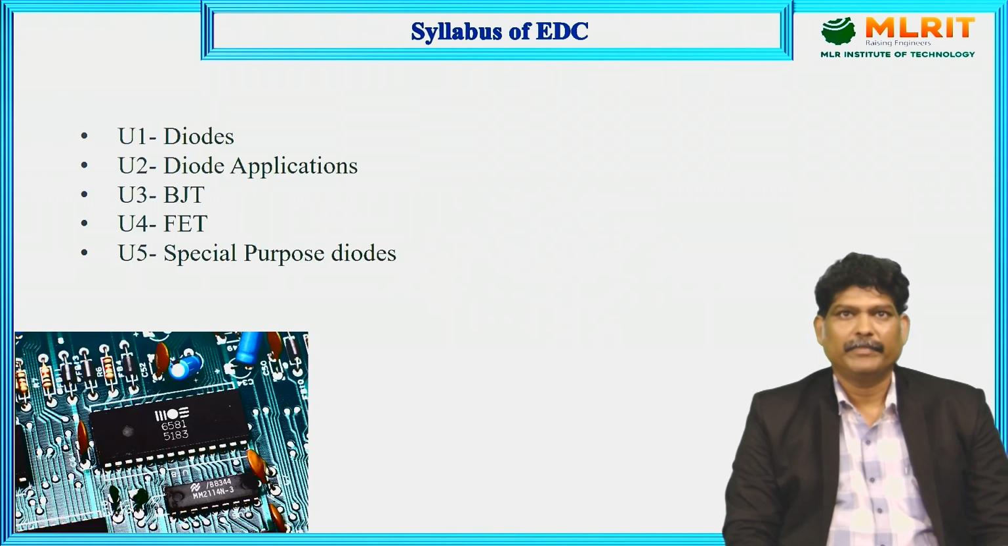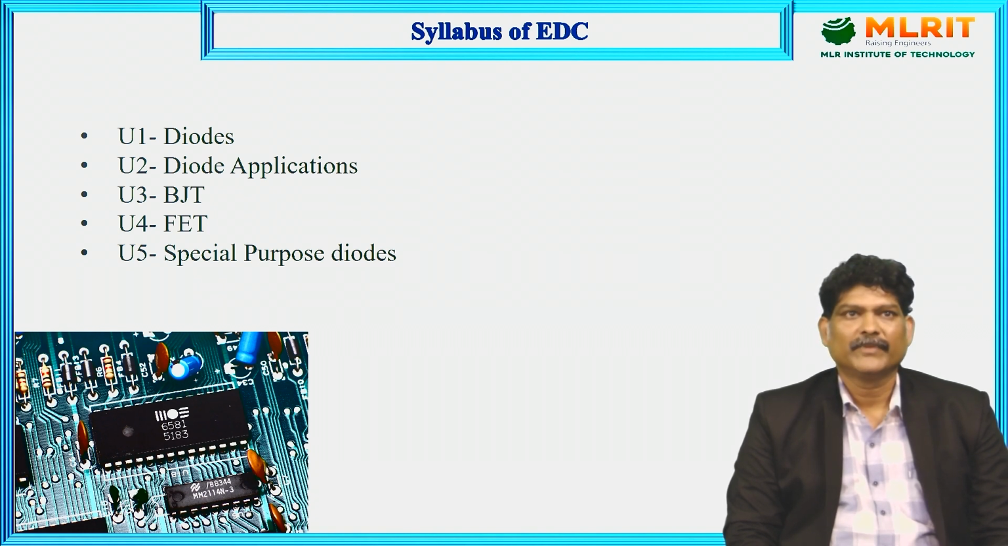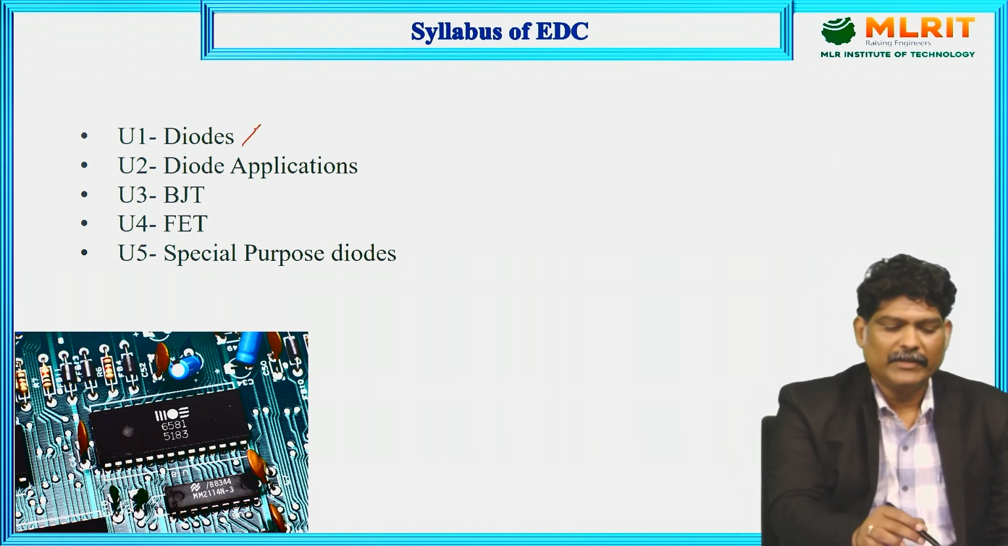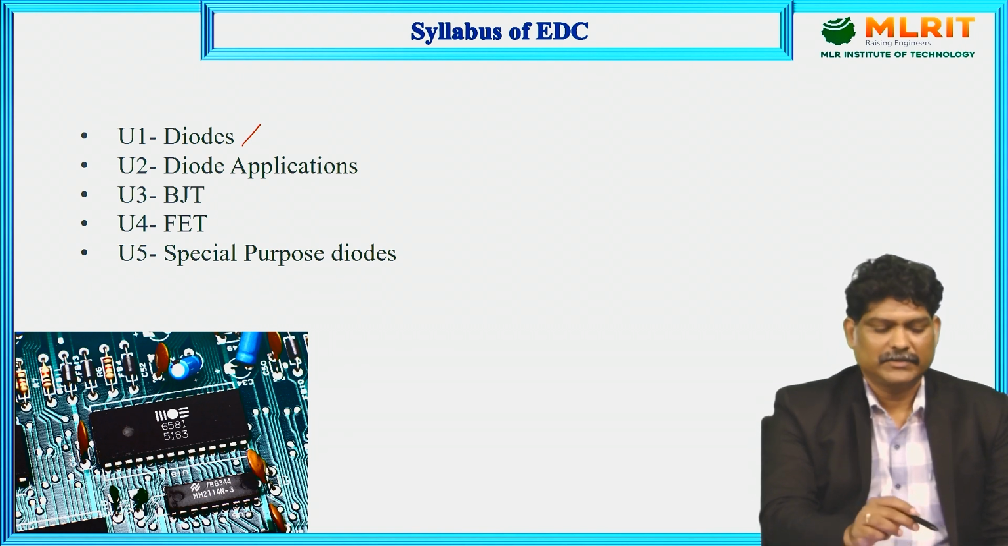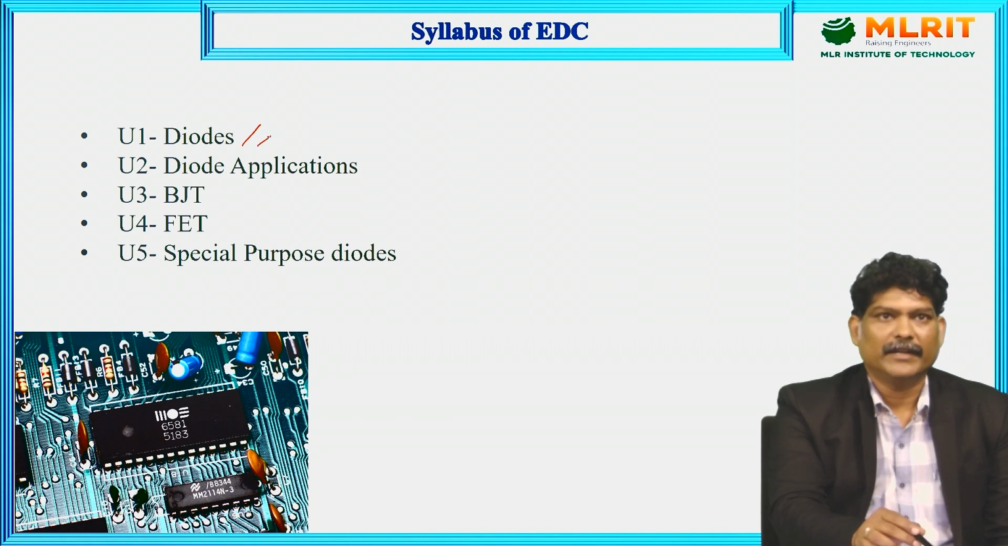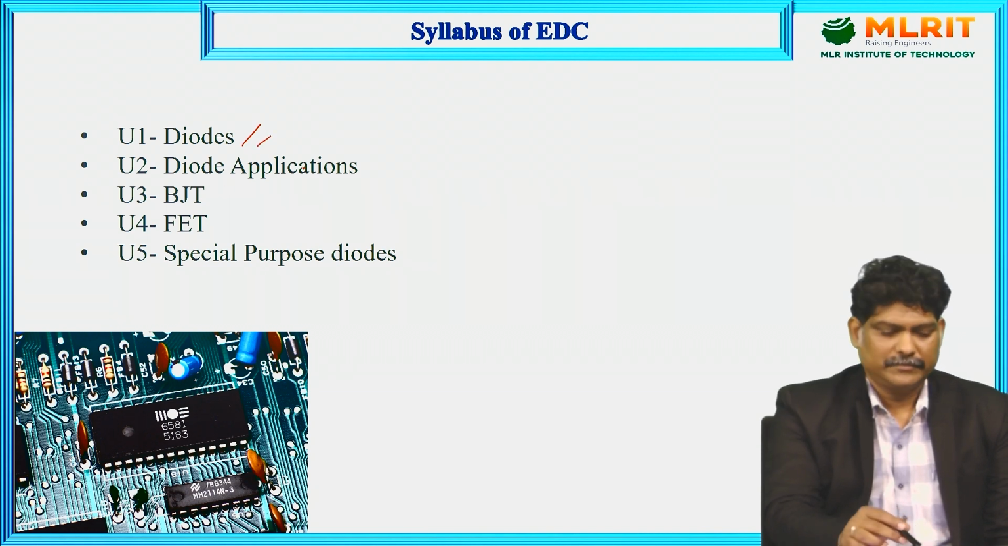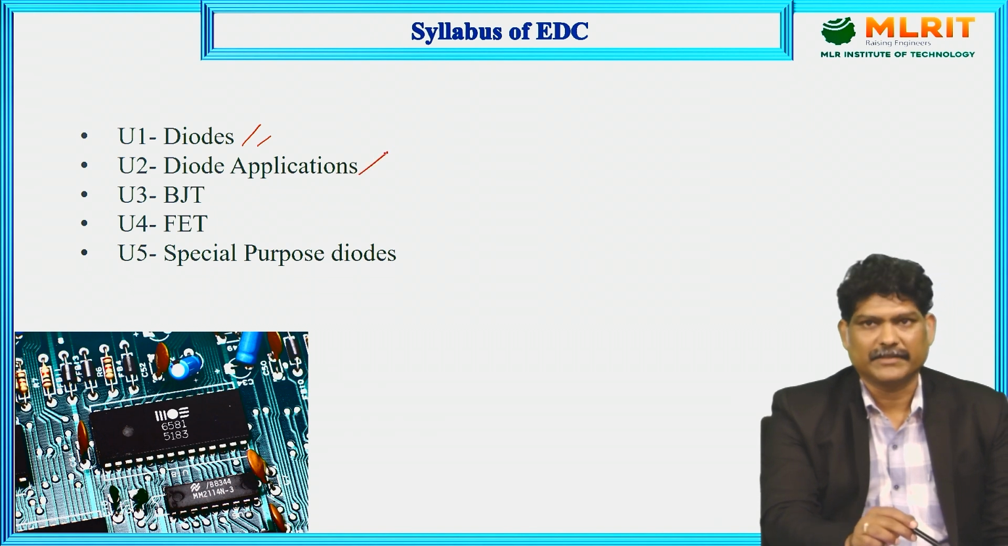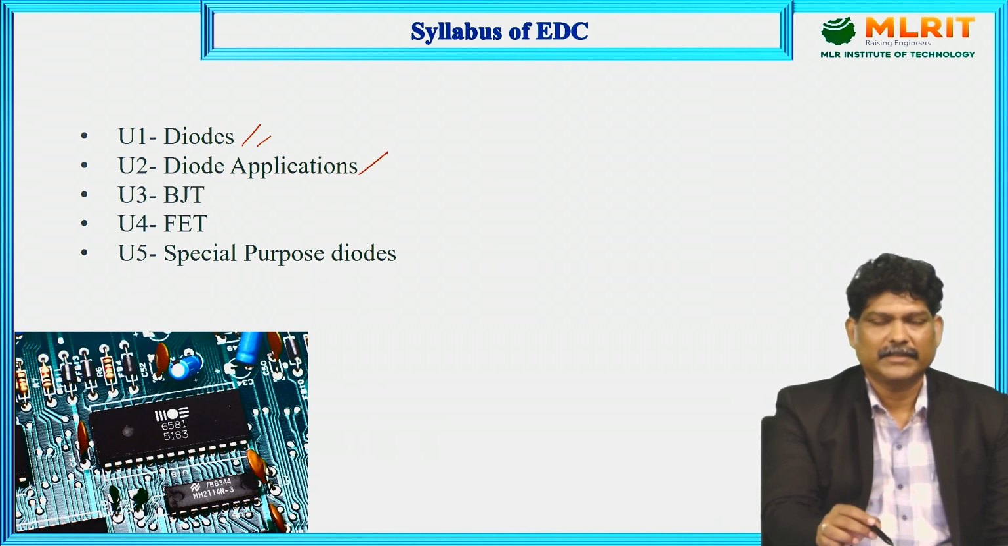Today, I give a talk on electronic devices and circuits. So, the basic contents of the EDC subject are: Unit 1, diodes. In Unit 1 we are going to study the basics of diode, PN junction diode. Unit 2 consists of diode applications. Diode applications means rectifiers, filters, etc.